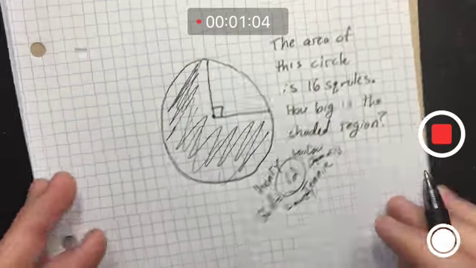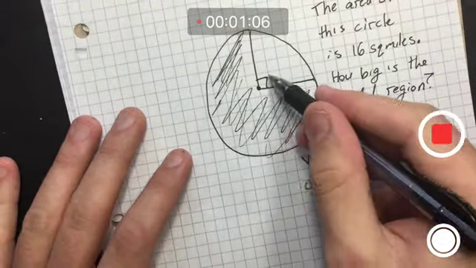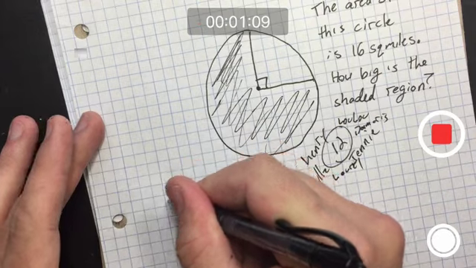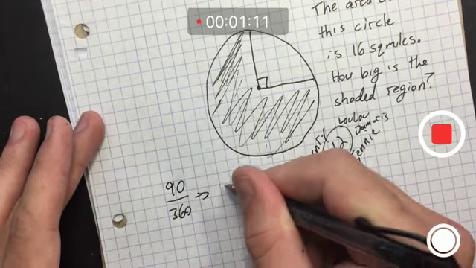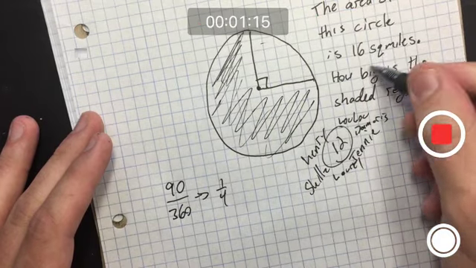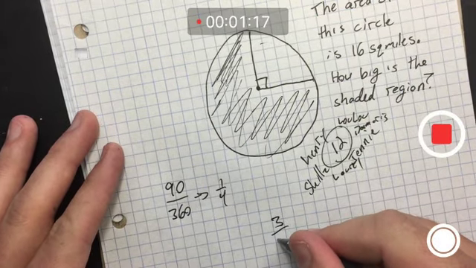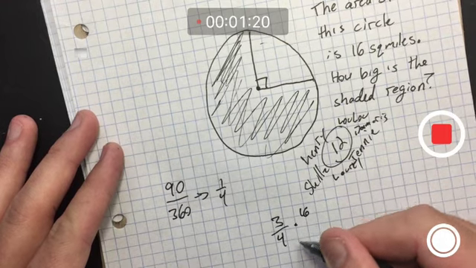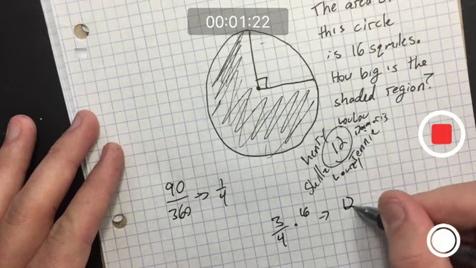So basically, this is 90 degrees, part over whole. 90 over 360 reduces to 1/4. That means that this section is 1/4 of the circle. So the rest is 3/4 of that circle. We times it by 16. That's going to end up equaling 12. Really nice, guys. Really, really nice.